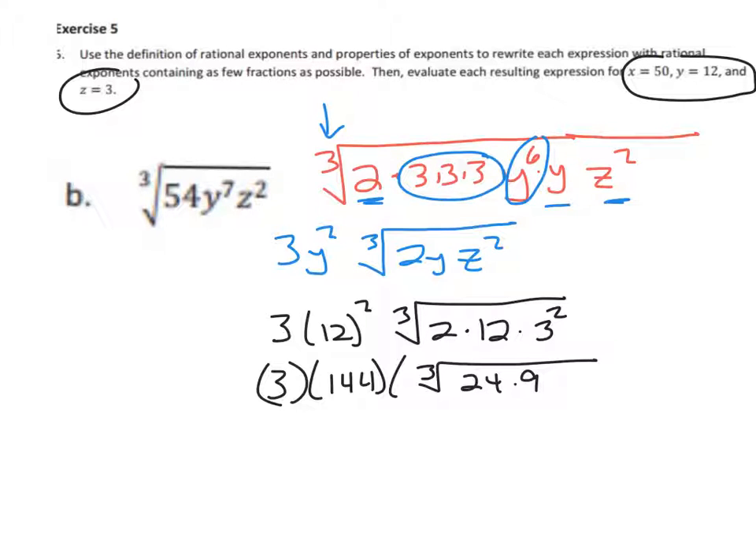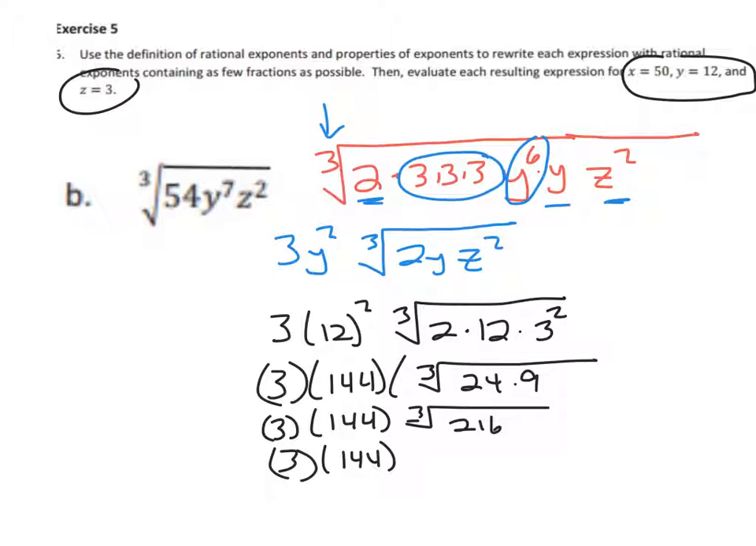So I could replace that whole thing with 216, I believe. So it's 3 times 144 times the cube root of 216. Well, 216 is a perfect cube, the number 6, because 6 times 6 times 6 is 216. So I can pull that out, no radicals left. And my final answer here is 2,592 if you multiply all that together.